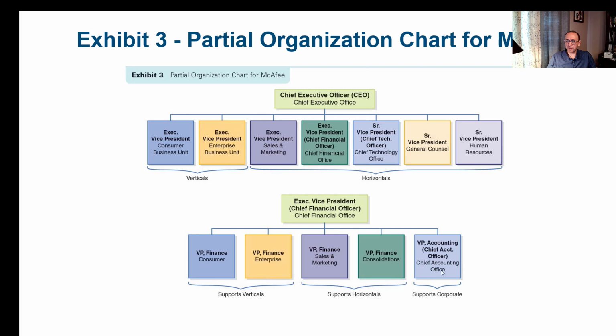And then we have something like the Chief Accounting Office, that's considered to be a support, or it supports the corporate. So here we can see an example for what we mean by vertical and horizontal. But the key thing I want you to remember: vertical deals directly with the customer or the product or service provided to the customer. Horizontals are the departments or the divisions or the units that would support the verticals.